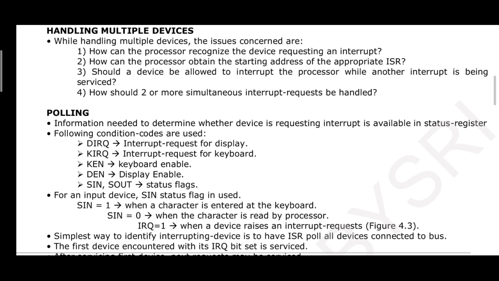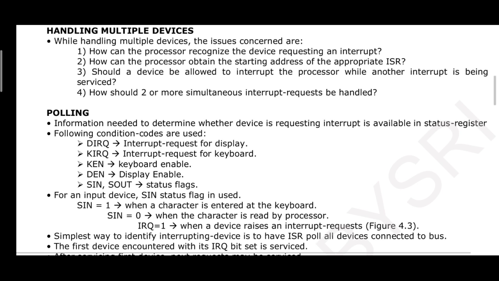So while handling multiple devices, the issues concerned are, you see, first one, how can the processor recognize the device requesting an interrupt? Obviously, since multiple devices are connected, using device identity or address, the processor will identify which device is raising the interrupt. How can the processor obtain the starting address of the appropriate interrupt service routine? Because interrupt service routine is a subroutine, right, which will be stored in separate part of the memory. Whenever the interrupt is raised, control should change the path from main function to corresponding ISR. How this switching takes place, the question comes, right?